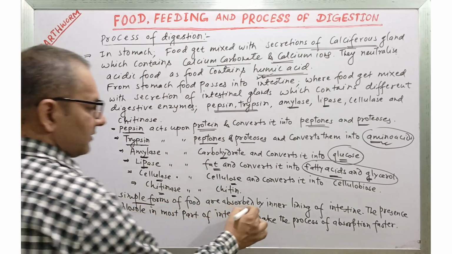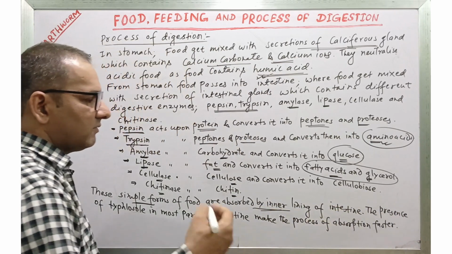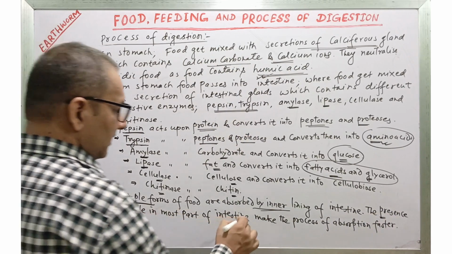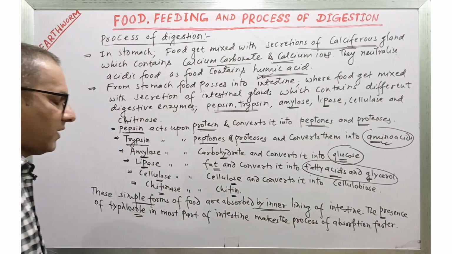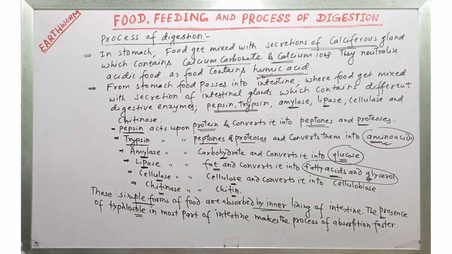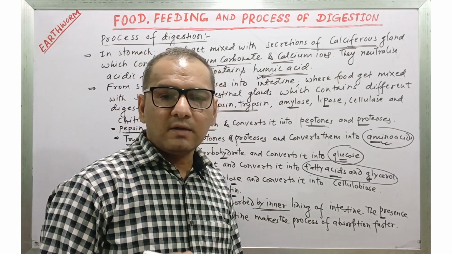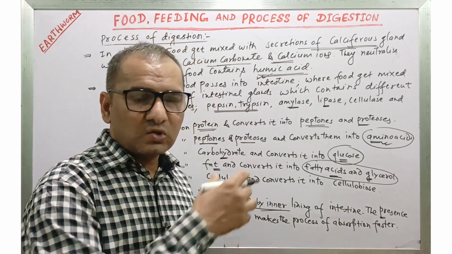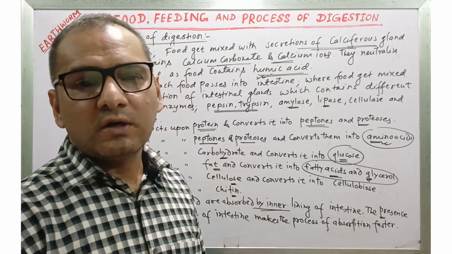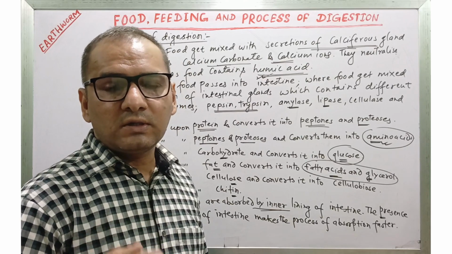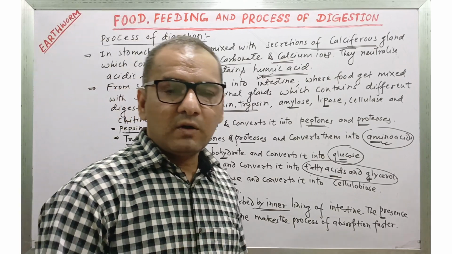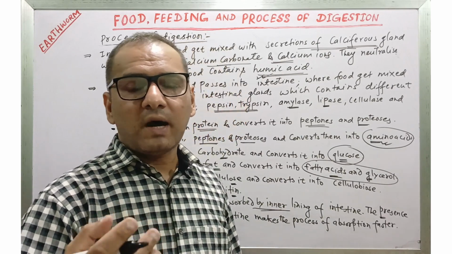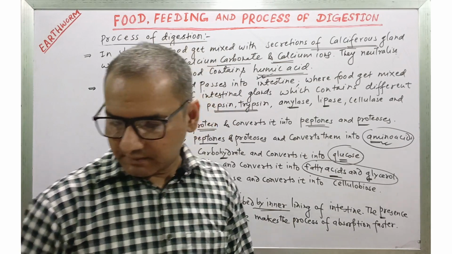Simple forms of food are absorbed by the inner lining of the intestine. That means the folds help in absorption, and the presence of typhlosole in most part of the intestine makes the process of absorption faster. Now, the undigested food and ingested soil are passed outside through the anus. They are stored for some time in the post-typhlosolar region, which is also called the rectum, present in the last 23 to 25 segments. Finally, the undigested food and ingested soil are passed outside through the anus, and what is passed is called worm casting.